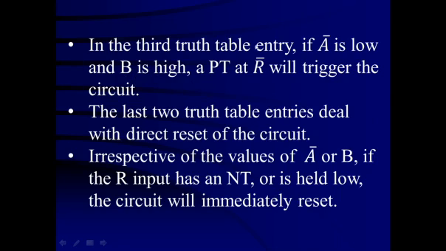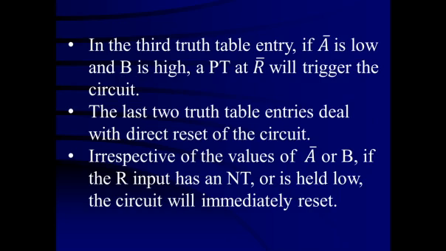The third entry into the truth table: if A bar is low, B is high, and there is a positive transition at R bar, it will trigger the circuit. So there is a third condition where a positive transition at R bar can also trigger the circuit if A bar is low and B is high. So there are three ways the circuit can be triggered.